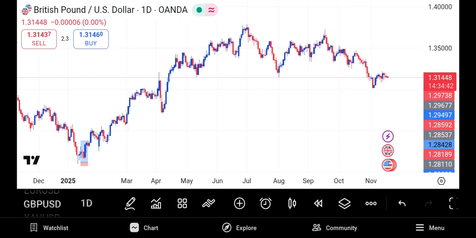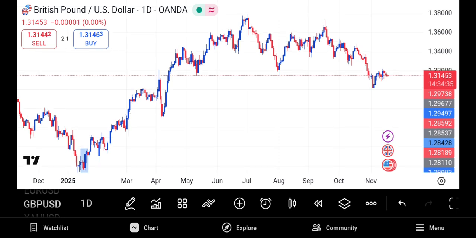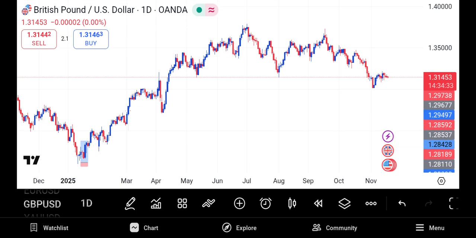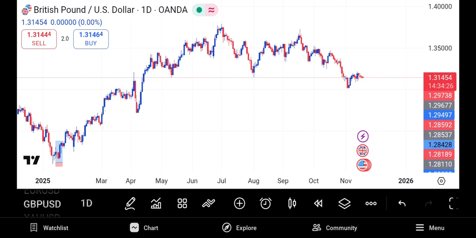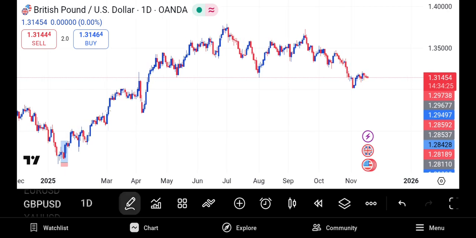Today we're looking at GBPUSD, which is the British pound versus the US dollar. You'll know I always start on the daily time frame and go down. In other words, I start on the daily time frame, which is my playground, then I go to the 4 hour, 1 hour, and execute on the 15-minute time frame. We're going to start by marking our highs and lows.